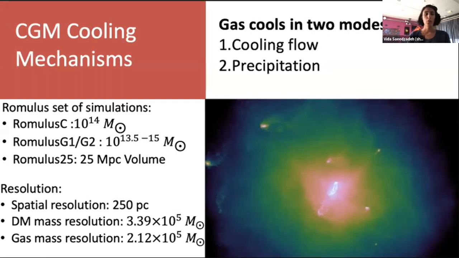Our results show that the gas in the CGM cools in two modes: the cooling flow, which is the gas that is getting closer to the center of the group and cools, and the other mode, which is the gas that is cooling through perturbations. It's the gas that got perturbed. If it's thermally unstable, it cools very fast and precipitates.